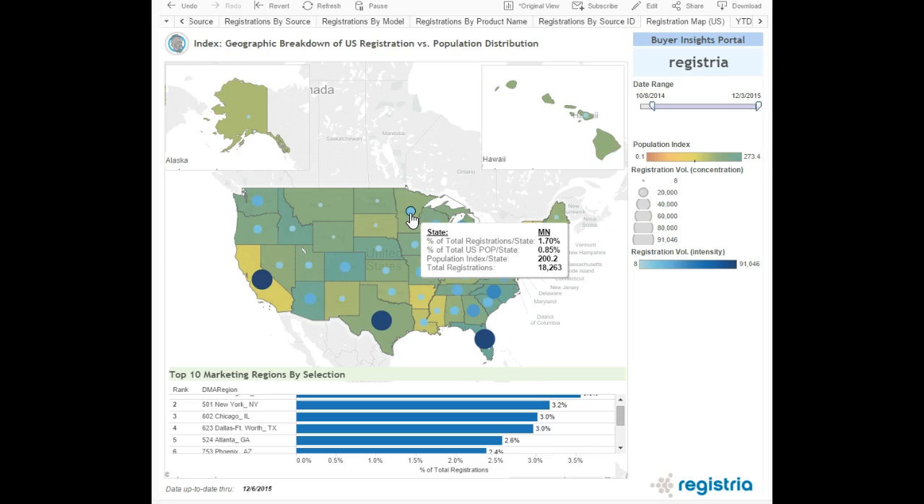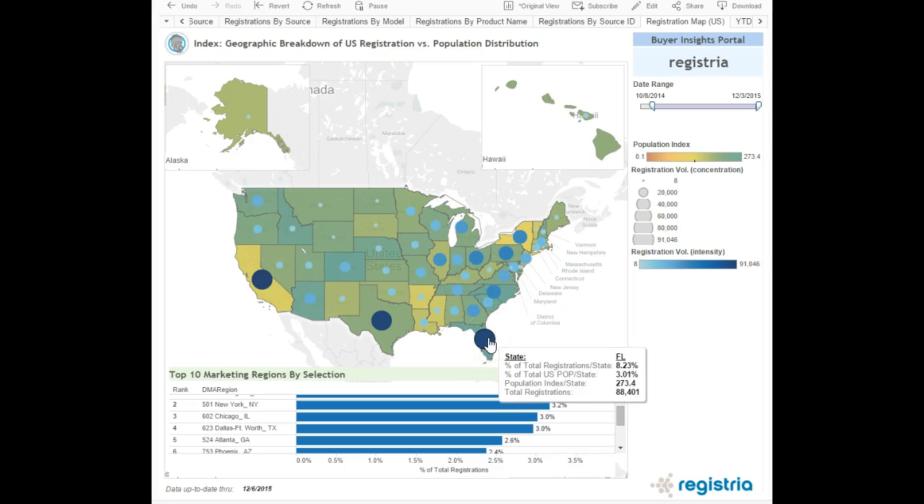And it's important to note that these blue circles will represent your volume concentration and intensity. These are one and the same. They're synonymous. What we just wanted to do was give you a very quick and easy way to understand exactly where the volume is and understand the intensity of that volume.